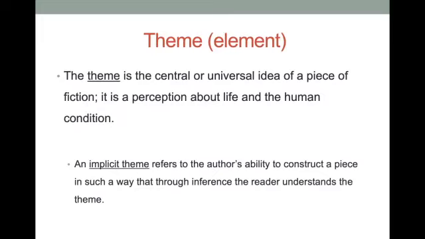As we move back into the elements of literature, let's talk a bit about theme. The theme is the central or universal idea of a piece of fiction. It is perception about life and the human condition. What are the lessons being learned? Now, you could have an implicit theme. That refers to the author's ability to construct the piece in such a way that through inference, the reader understands the theme. Usually your theme is well justified and is well spoken, but there could be implicit themes. Through inferencing, through perhaps the foreshadowing or through flashbacks, the reader's going to understand a secondary theme.